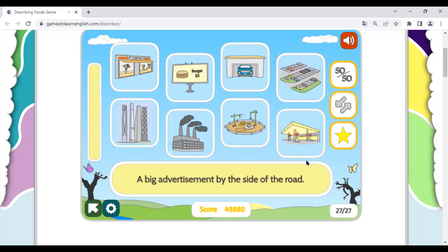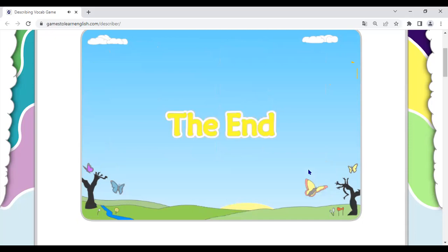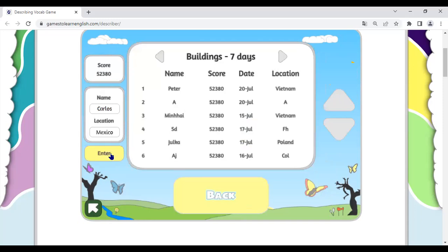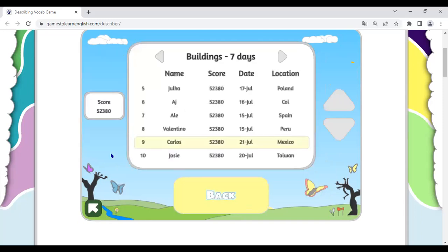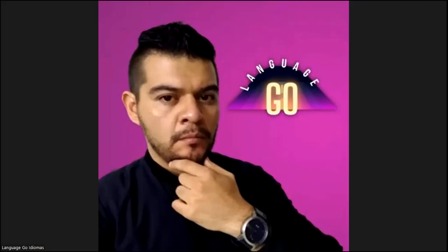A big advertisement by the side of the road. Picture number 2. Let me see. Billboard. Okay. When it's very, very big, it's a billboard. Okay, Carlos, let's save your record. Oh, number 9 in the world. A guy from Peru, Spain, Colombia, and Poland, they got a higher score. Very good, Carlos. Congratulations. You did it so fine. Okay, Carlos. I think we gotta go, right? Because the time is over. All right.